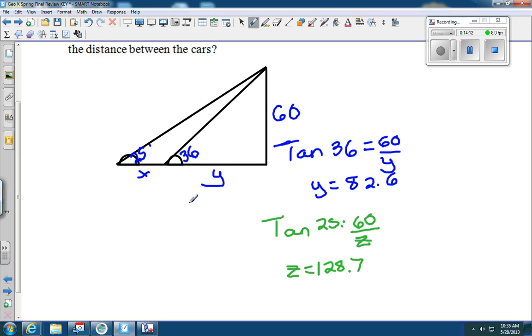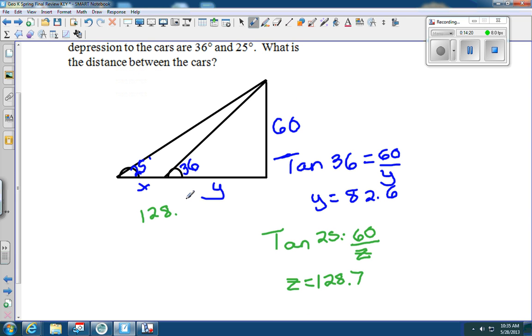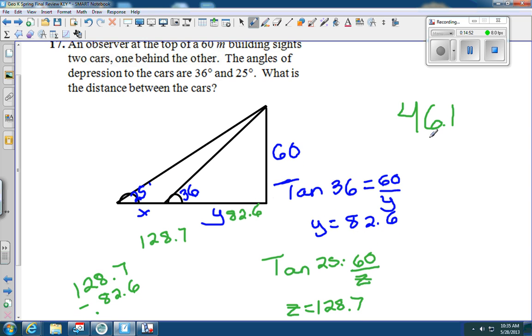Okay, so now what I know is this whole distance is 128.7. So that's the distance from the building to that car. Okay, and I know that this piece is 82.6. So the difference between the cars has to be the difference of them. So I take 128.7 minus 82.6, and that gives me 46.1. So my answer is 46.1 meters. Meters, yeah. Okay.